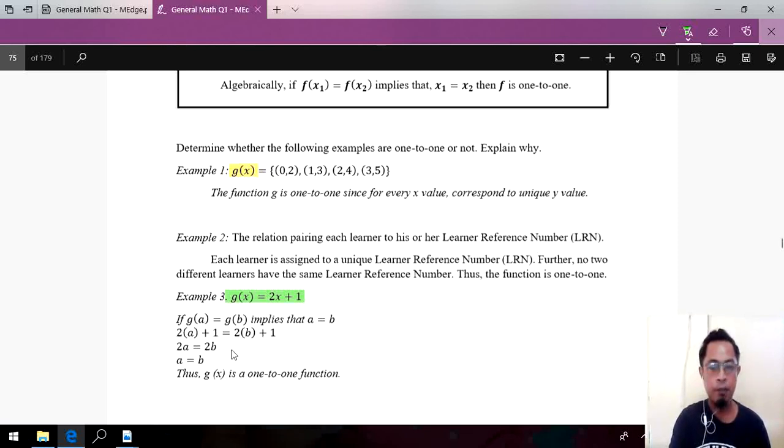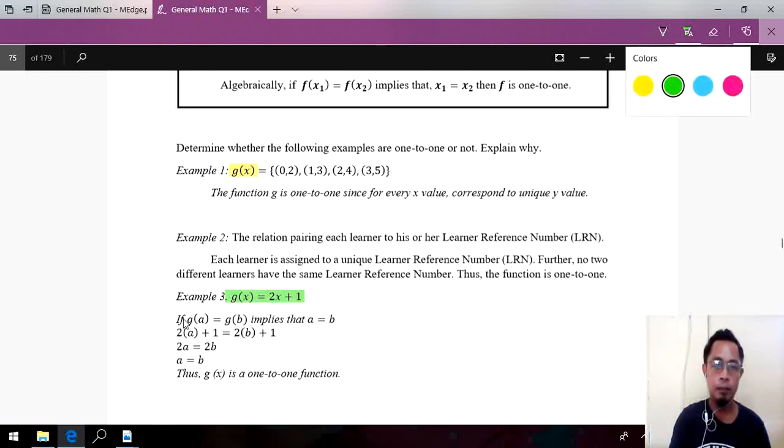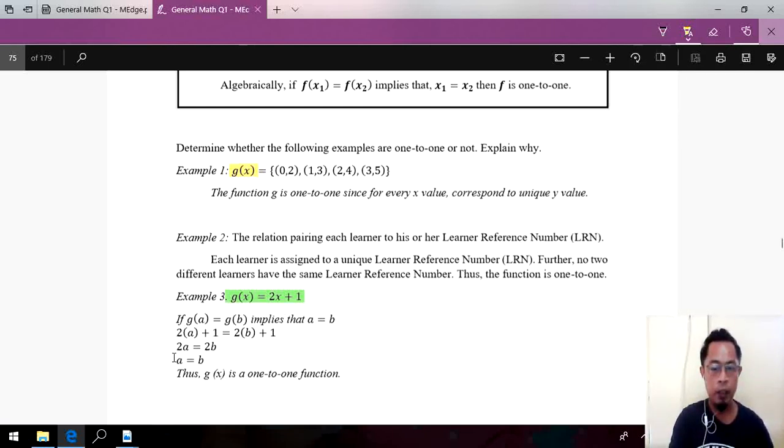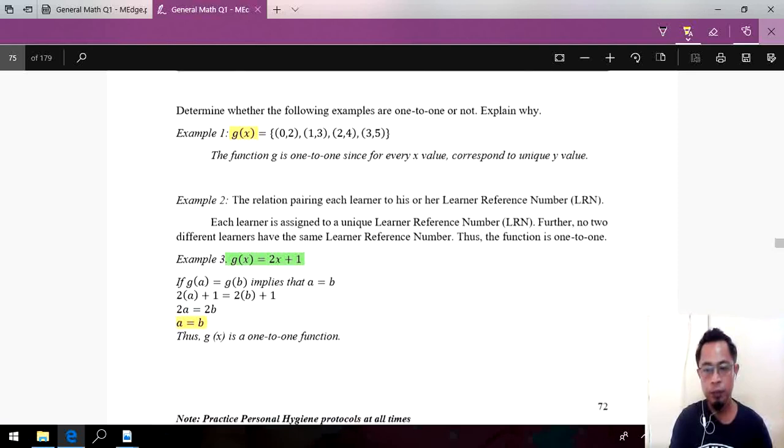And of course, simplifying it, we come up with our answer, a equals b, because if we divide 2a equals 2b by 2, then that is simplified to a equals b. Okay? So, we can now conclude that based on this, it's a one-to-one function. Alright, so we move on.